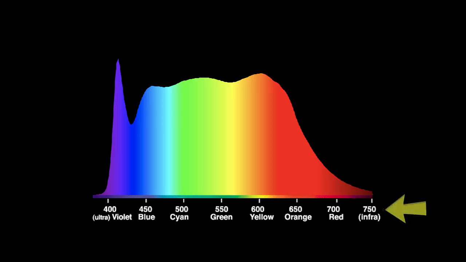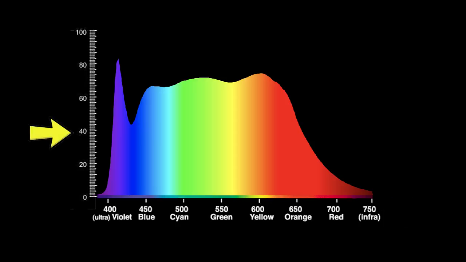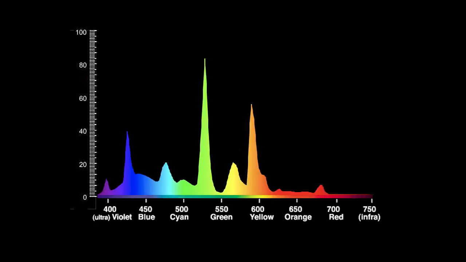The x-axis indicates the nanometer scale. The y-axis values the quantity of each wavelength from 0 to 100. This is a nanometer graph of a fluorescent light. They both achieve a white light, but by emitting a very different combination of wavelengths.